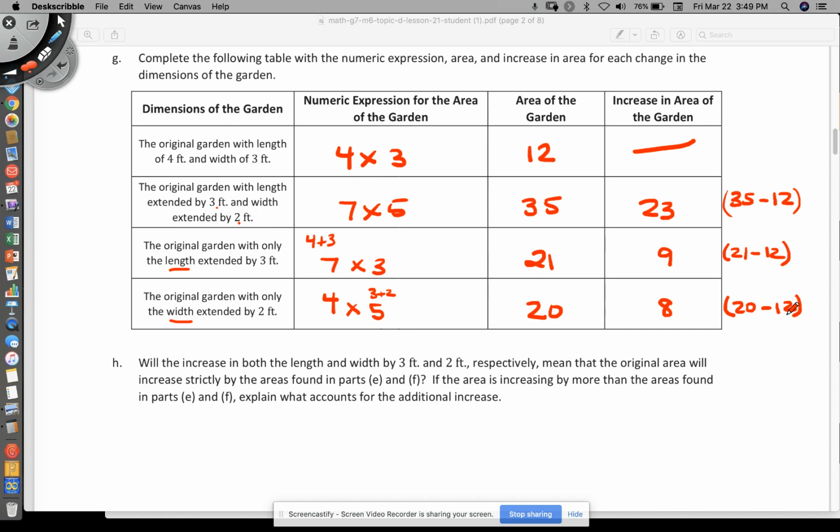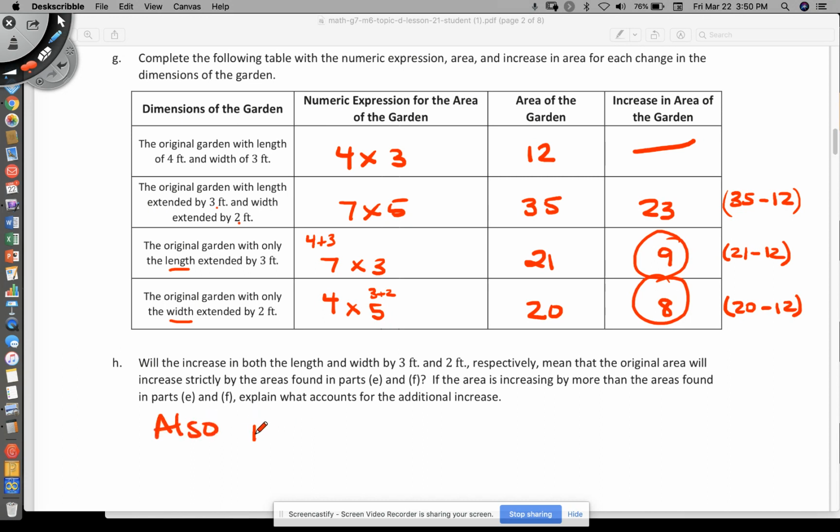we got for F. So it says, will the increase in both the length and the width of the 3 by 2 respectively mean the original area will increase strictly by the areas found in E and F? So will it only increase by 9 and by 8? And that is no. It also had that little bonus square.